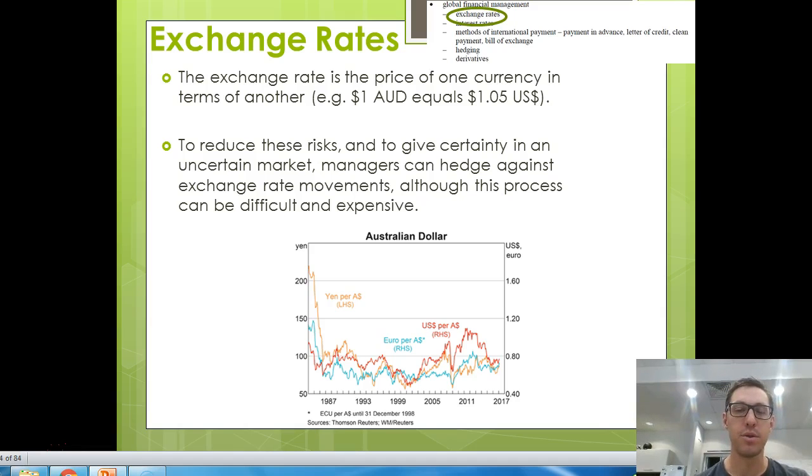So in an effort to reduce these risks in terms of exchange rates and give some sort of certainty in what is a very uncertain market, managers might look to do things such as hedging to minimize the risk of significant exchange rate fluctuations having impact ultimately on their profitability. But the problem is that process is complex and it can be quite expensive.